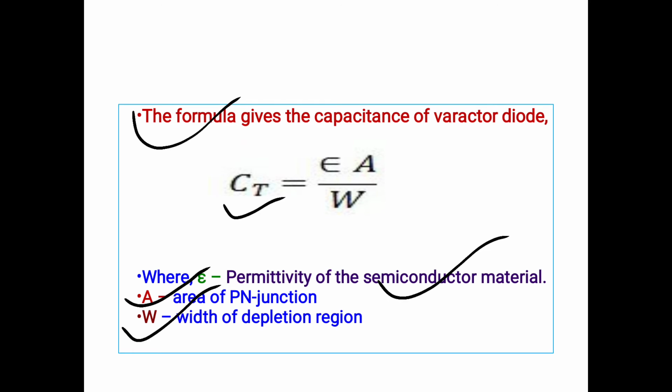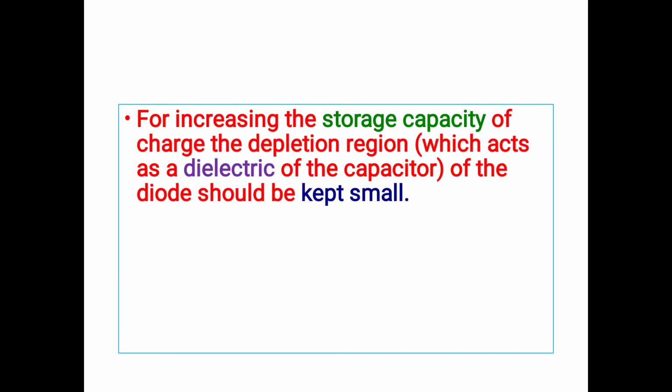And W is the width of the depletion region that will depend on the input voltage that we have applied and the biasing condition. If we have applied the reverse bias condition, then the depletion region will be high. In case of the forward bias, the depletion region will be very less, and in case of the unbiased condition, it will be moderate. So for increasing the storage capacity of the charges, the depletion region, which acts as a dielectric of the capacitor of the diode, should be kept small.